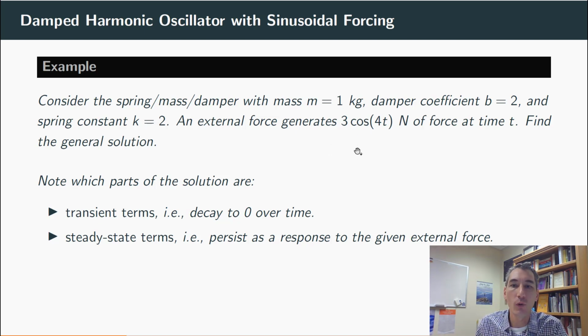All right, and so what we're going to do is an example where you see that happening. So we've got a spring mass damper: mass is 1 kilogram, damper coefficient is 2, spring constant is 2, external force is 3 cosine 4t. And they want us to find the general solution.